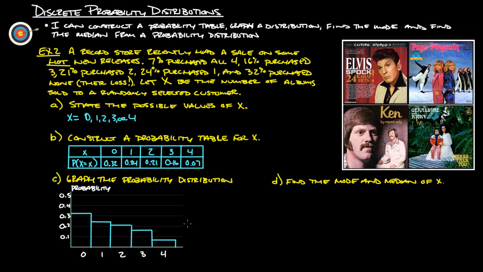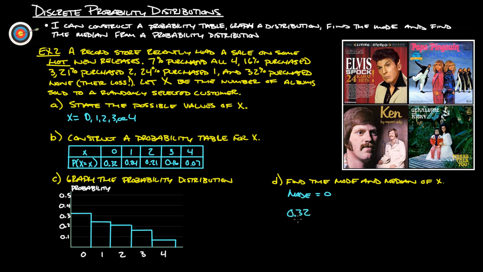Okay? Then find the mode and the median of X. Remember, the mode is the one that happens most often, which is going to be this one right here. So the mode is going to be 0. And then what we want to do now is find the median. To find the median, you want to start adding these together until you get to at least 0.5, which is 50%.